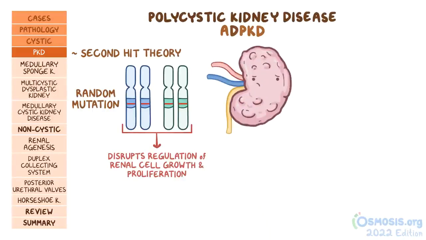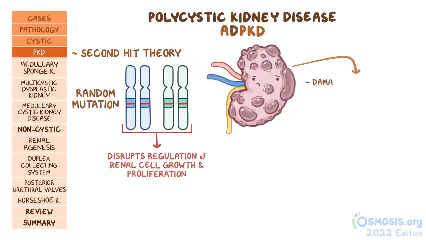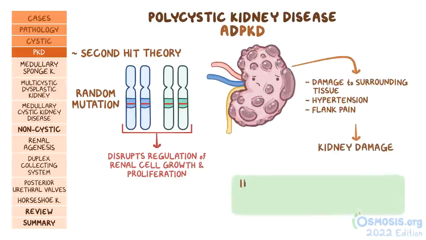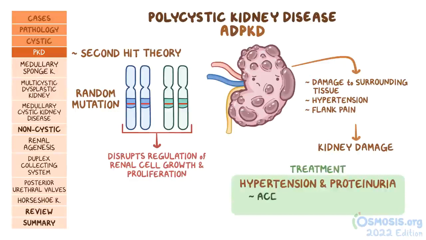Over time, these cysts will fill with fluid and enlarge, causing damage to the surrounding tissue, hypertension, and flank pain. Eventually, this will cause kidney damage. Now, if there's hypertension and signs of kidney damage like proteinuria, the best treatment is with ACE inhibitors or ARBs.